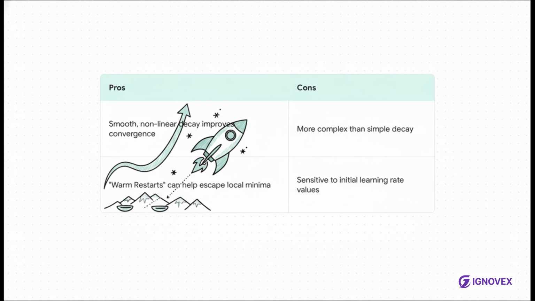That's where you periodically reset the learning rate back to a high value. It's like giving our explorer a temporary jetpack to blast out of a valley they might be stuck in so they can get a better look around and maybe find a deeper, better valley somewhere else.